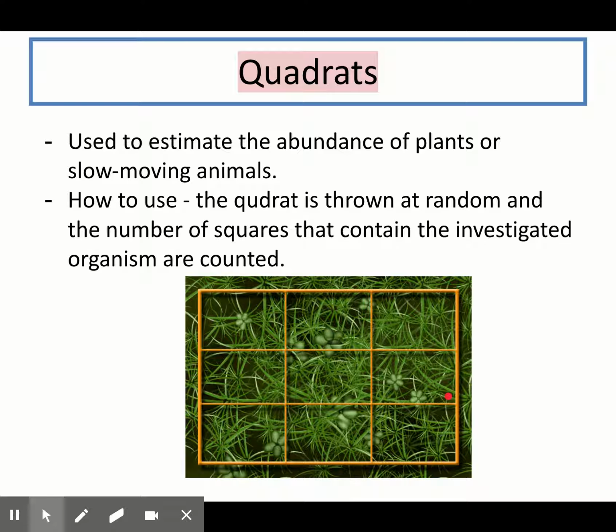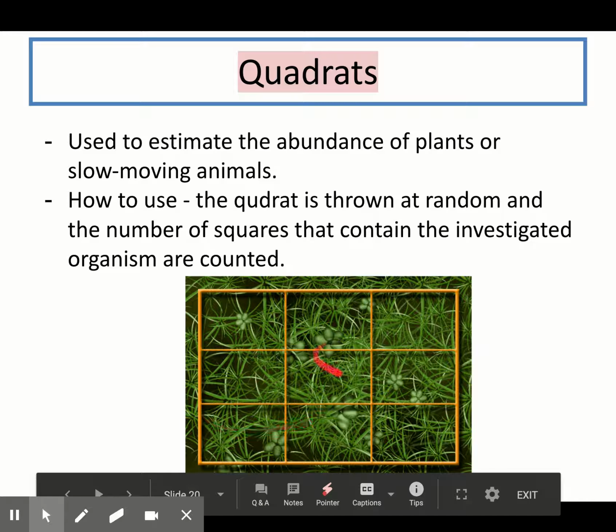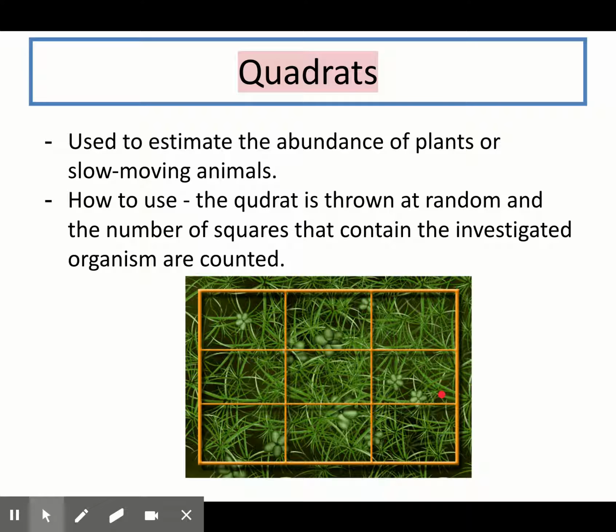Now the animals have to be slow-moving because once you throw your quadrat and you try and count them, you don't want them to be moving out of or leaving the quadrat. Now how you use this, the quadrat is this thing down here. This is thrown at random and the number of squares that contain the investigated organism are counted.